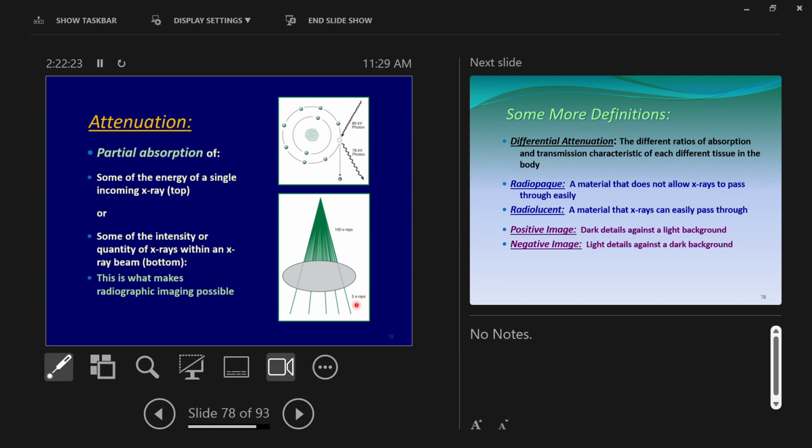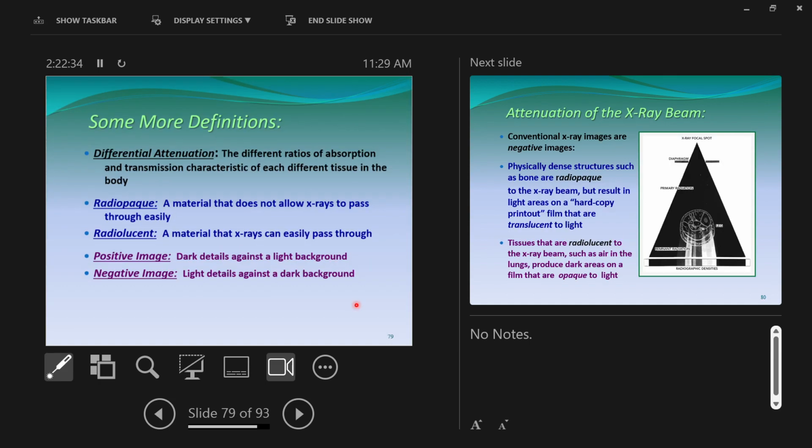If all of the X-rays passed through the body without being absorbed, then we would not be able to make any images, okay? It's this partial absorption of the X-ray beam, called differential attenuation, that allows us to create X-ray images, okay? The different ratios of absorption and transmission characteristic of each different tissue in the body. Different tissues absorb things differently.